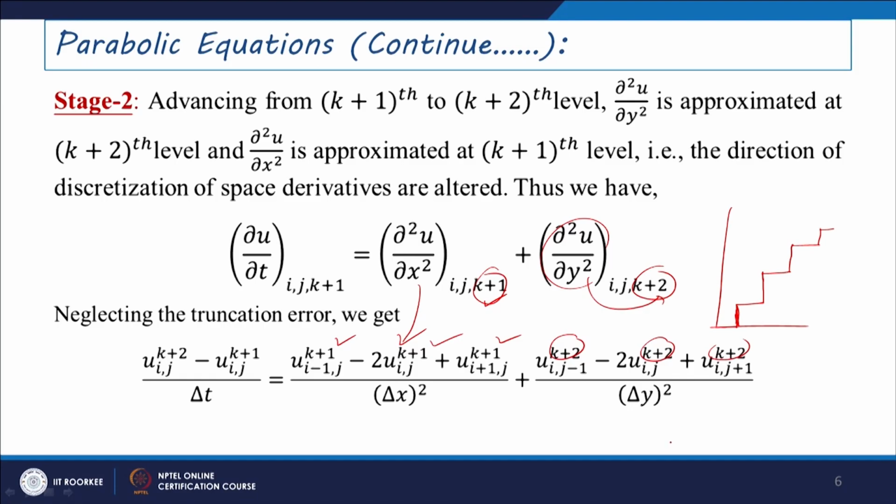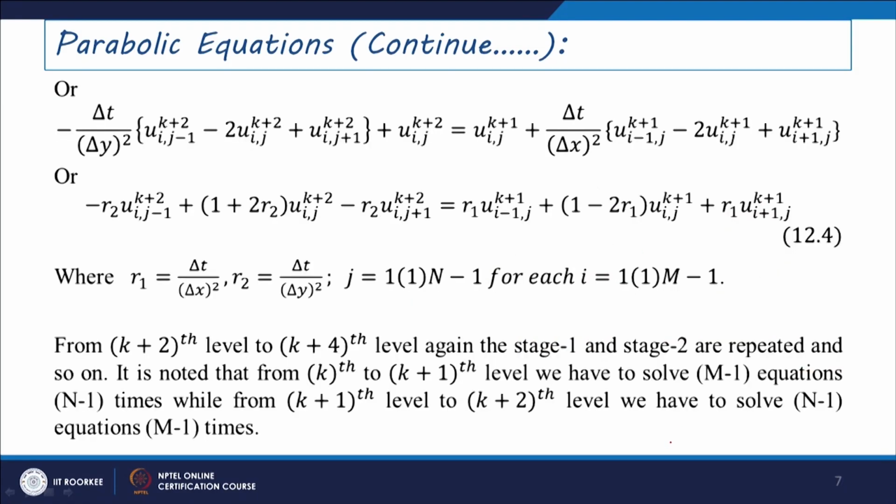So, if we combine all these terms in k plus 1 and k plus 2th level for x direction and y direction values, then we can obtain this approximated equation as minus del t by del y square, this into u_i(j-1)^(k+2) minus 2 u_ij^(k+2) plus u_i(j+1)^(k+2), plus u_ij^(k+2) here.